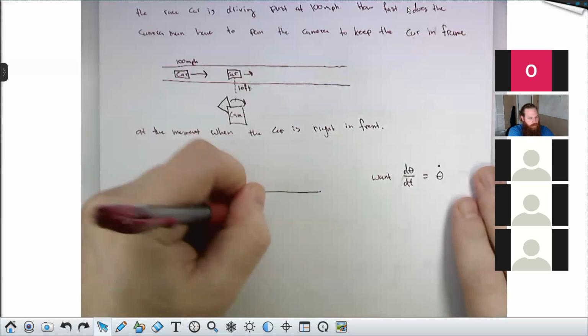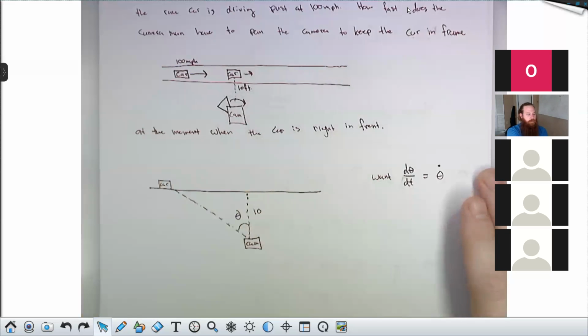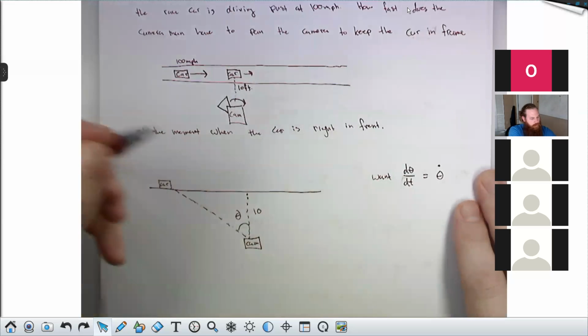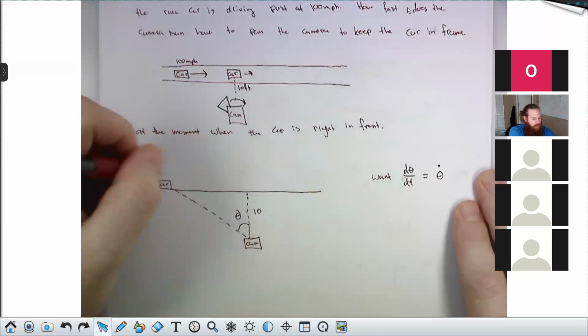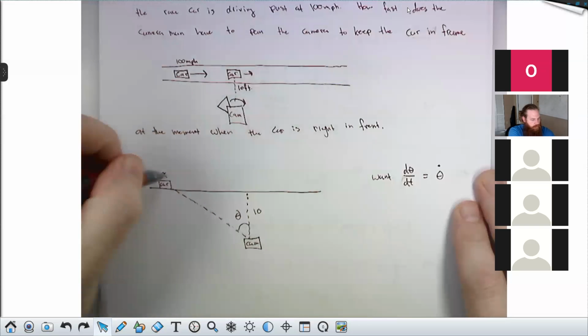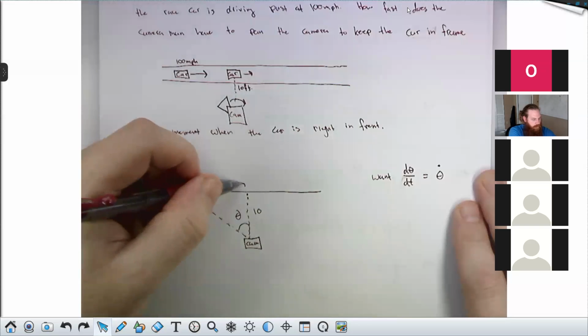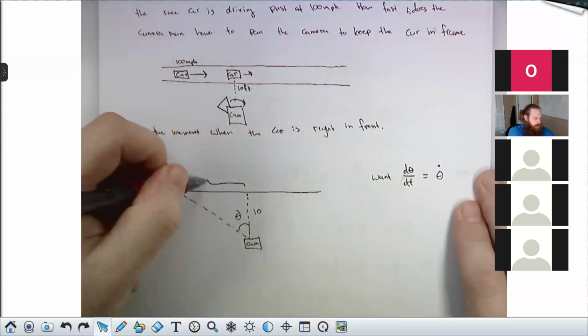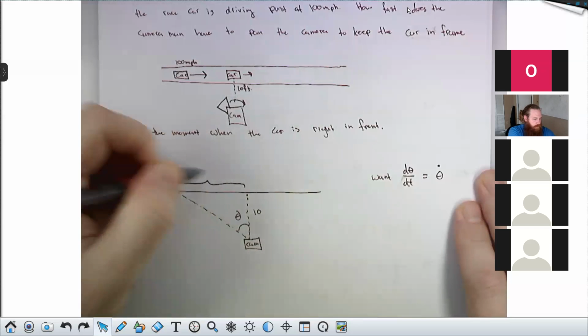I know that this distance right here is 10. I can call this distance, the car's position, x. And let's measure that from here to here.